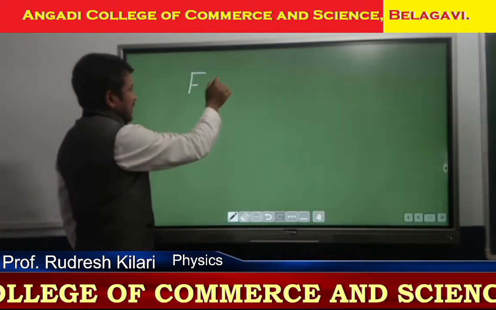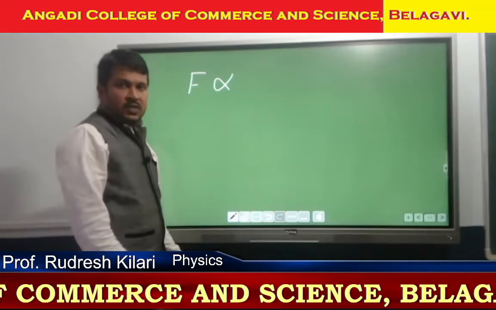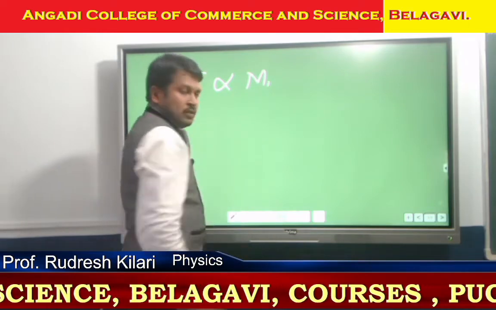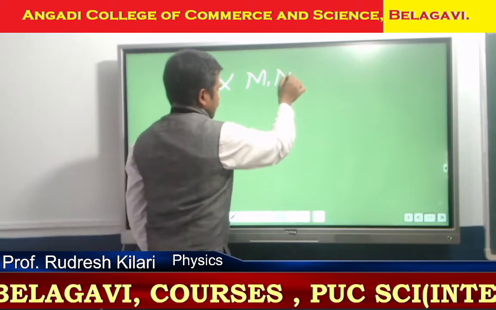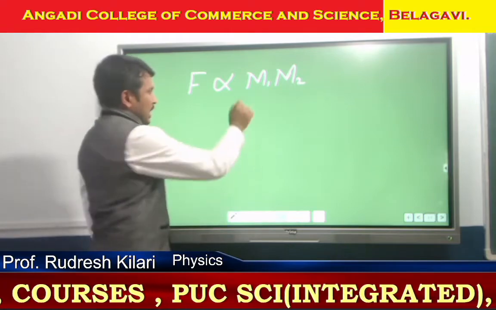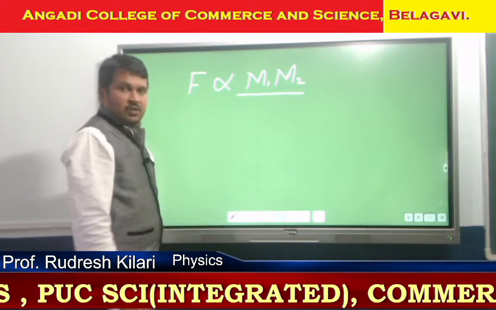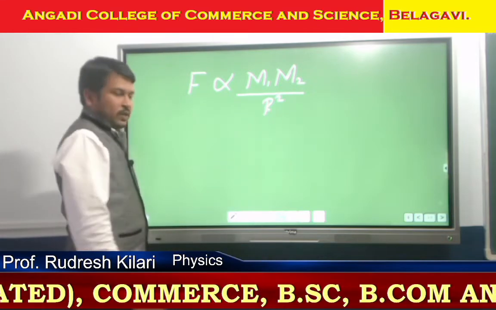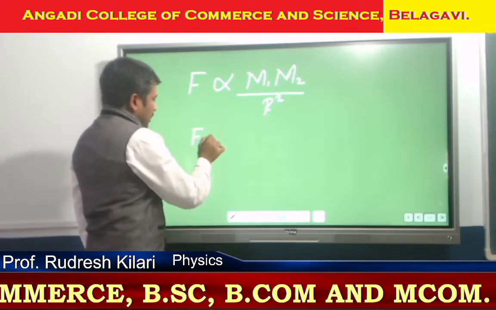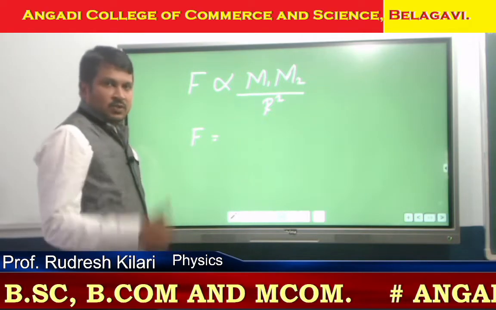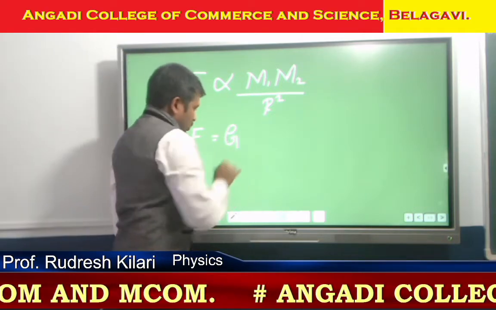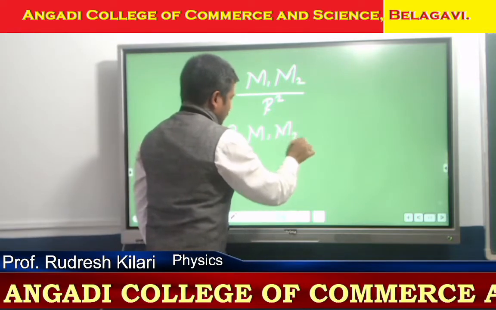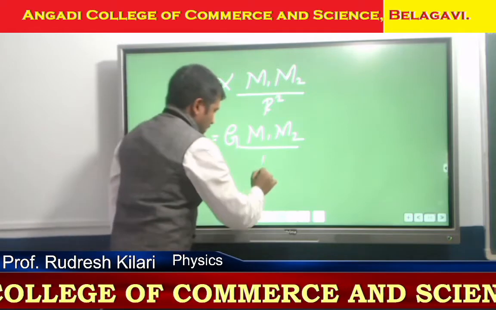Force is directly proportional to the product of the masses m1 m2, and inversely proportional to the square of the distance between them, r square. Now here the proportionality constant is represented by G. So F equals G m1 m2 divided by r square.